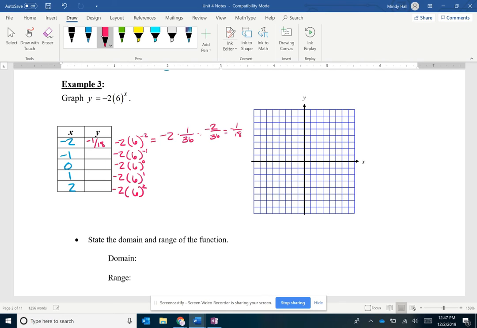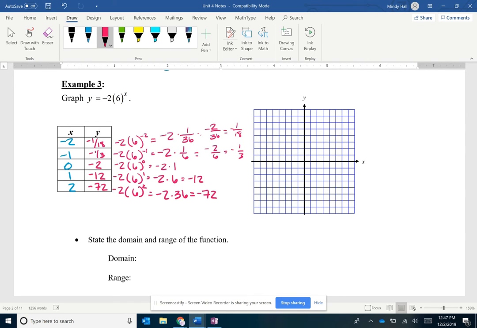Okay, and so then when we do the next one, that'd be negative 2 times 1 over 6, which would give us negative 2 over 6, which is negative 1/3. Then 6 to the 0 is 1, so it's just negative 2 times 1, which is negative 2. Negative 2 times 6 would give us negative 12. And negative 2 times 36 would give us negative 72.